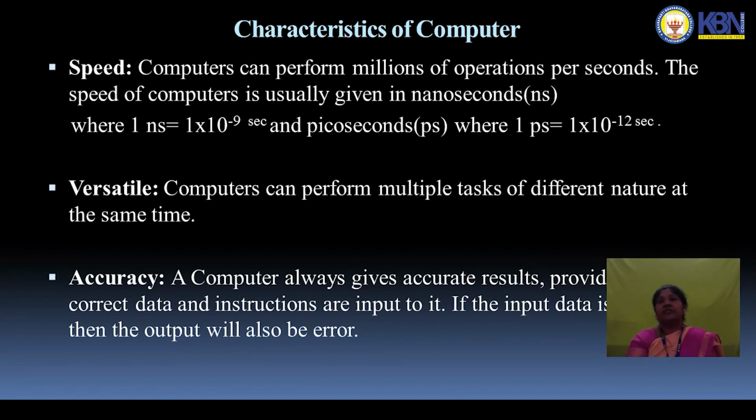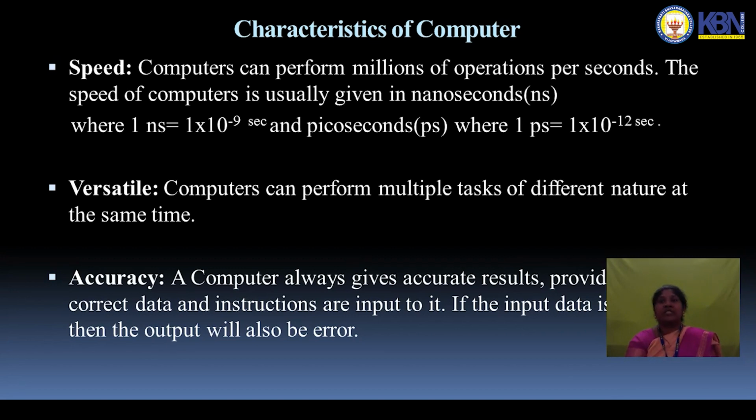And then accuracy. A computer can give accurate answers compared to humans. We sometimes make mistakes, but the computer doesn't make any mistakes. A computer always gives the accurate answer. But how do we get errors or mistakes? By user mistakes only, not the computers.